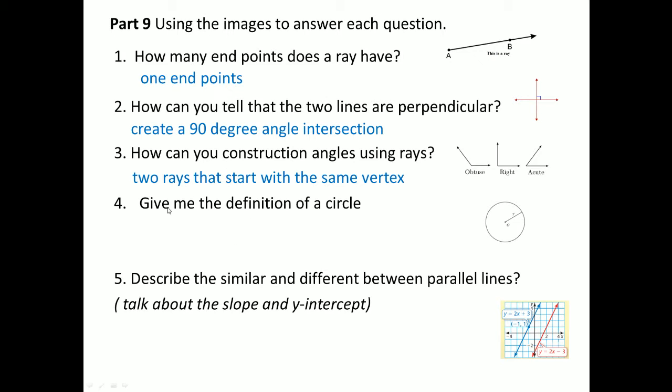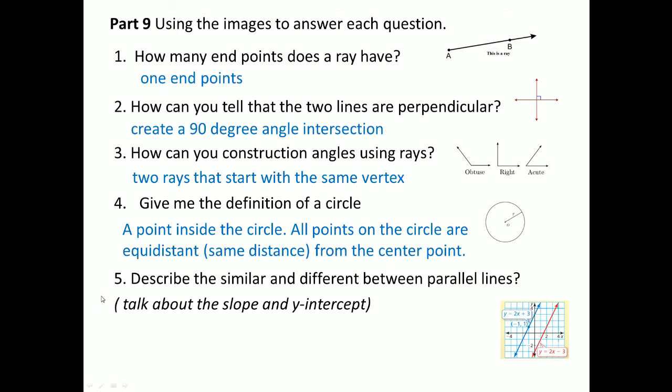Give me the definition of a circle. Again, it's a point, the center of the circle, and all points on the circle are equidistant, the same distance from that center point. That distance is defined by the radius r.